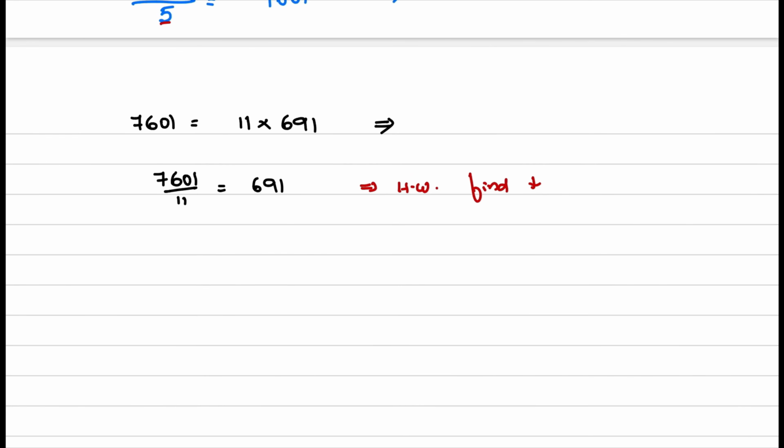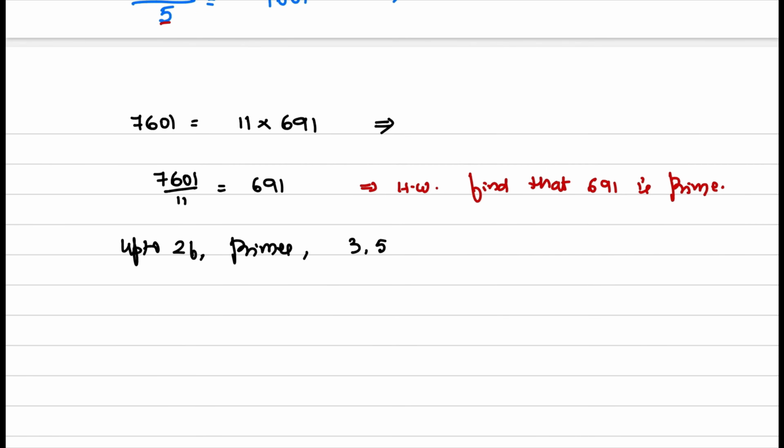Take it as a small homework, a 2-step homework. Find that 691 is prime. The square root of 691 is about 26. That means, up to 26, what are the primes?